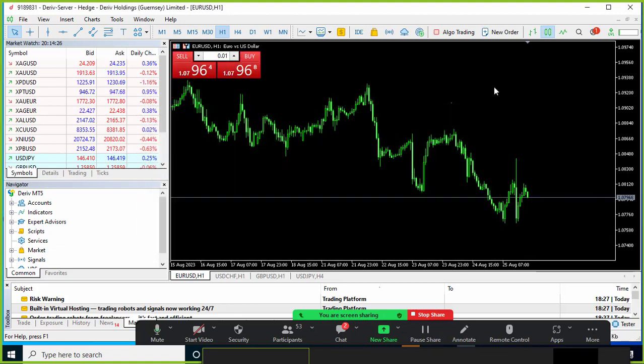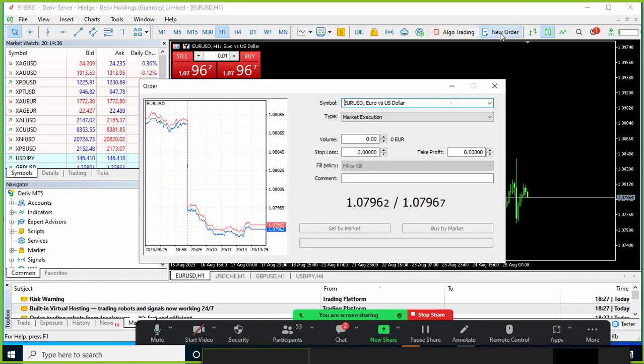I said if I want to place a trade, for example a short or sell position, you go to new order and click on it. You choose the currency pair you want to trade, that's the symbol, and the type is market execution. Market execution means that you want to place the order instantly, on the instant.